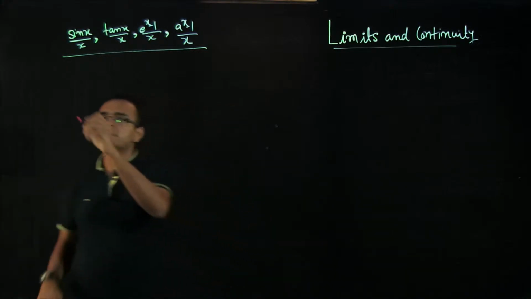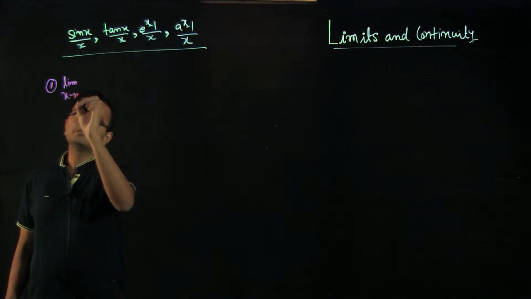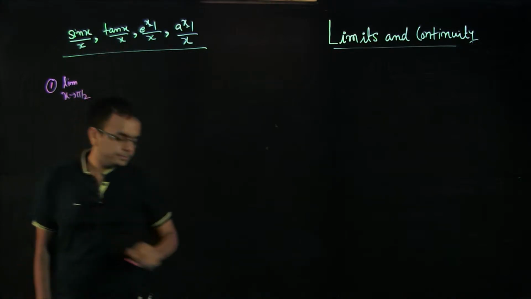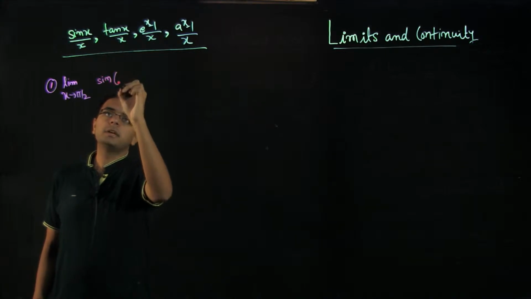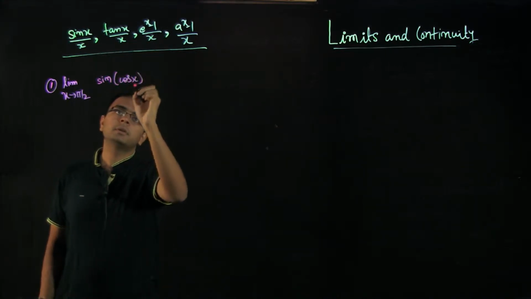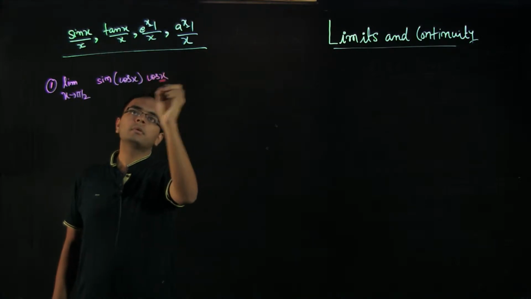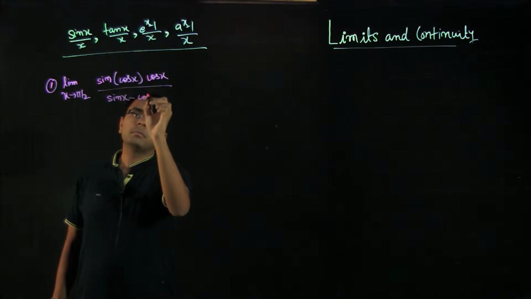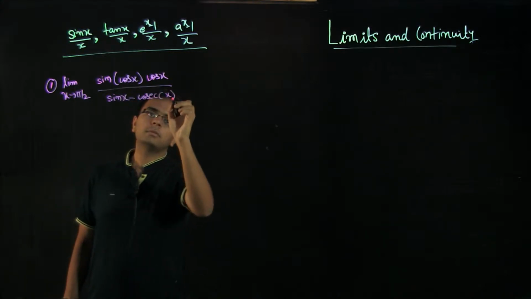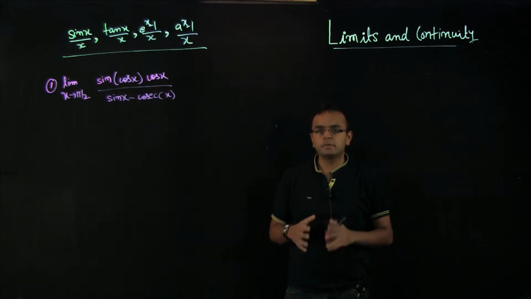Okay, so the first example that I want to talk about is this problem. You have been given the limit as x tends to pi by 2 of sine of cos x, into cos x, into sine of x minus cosec of x. We have been asked to find the limit of this expression.